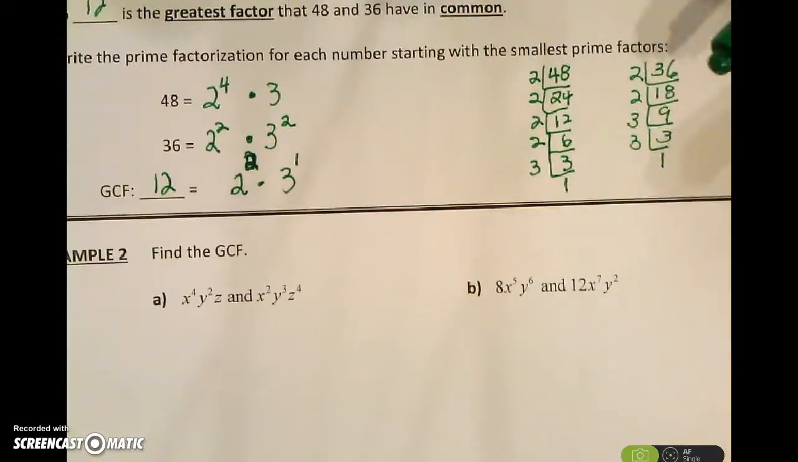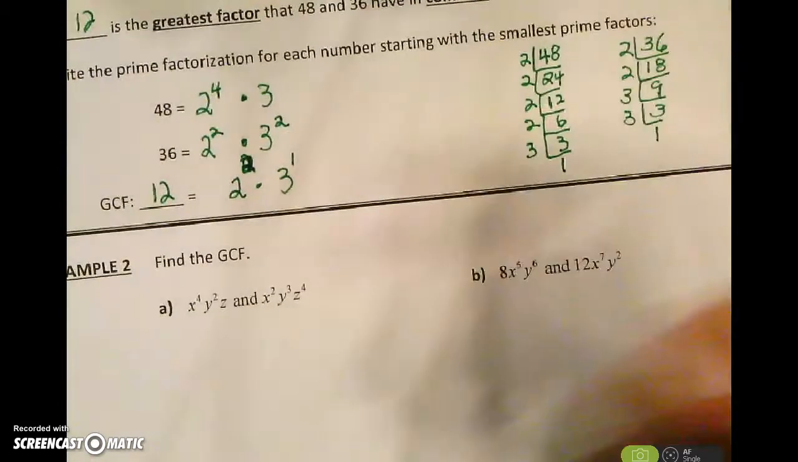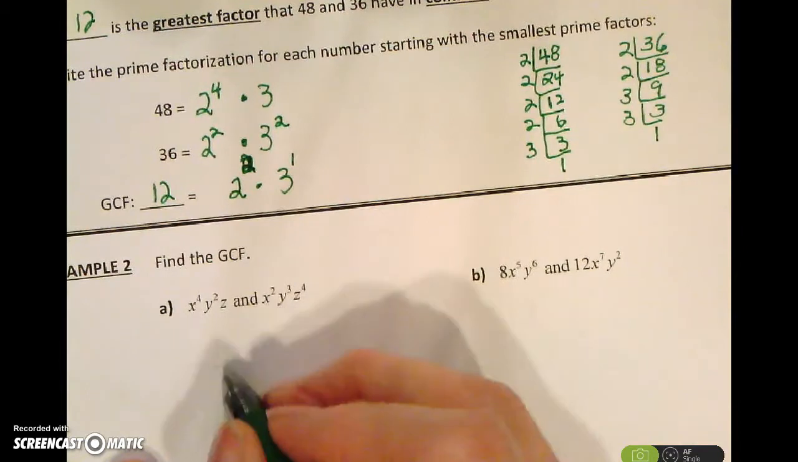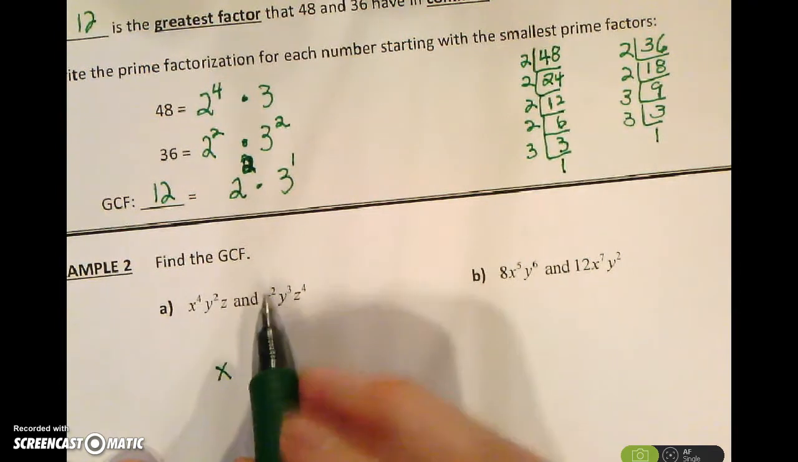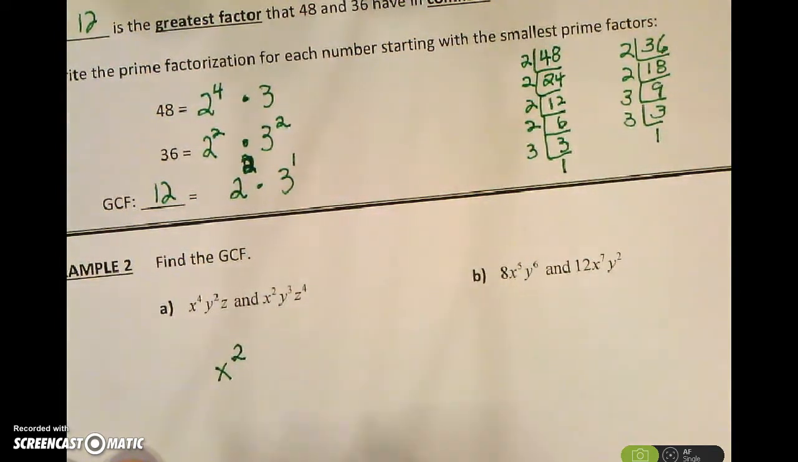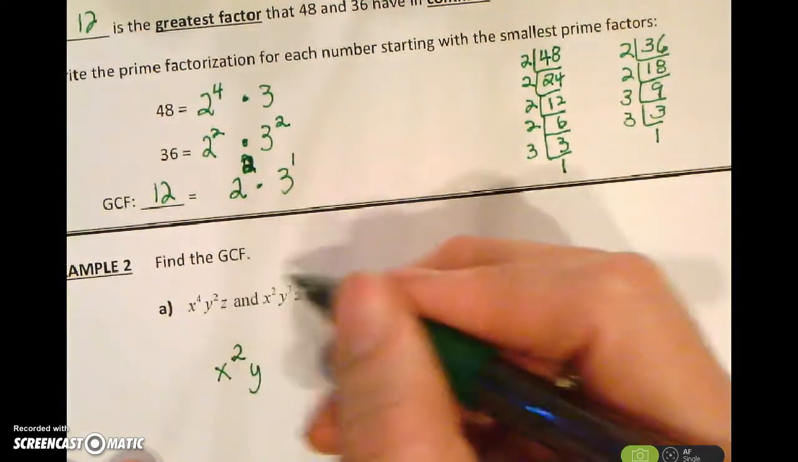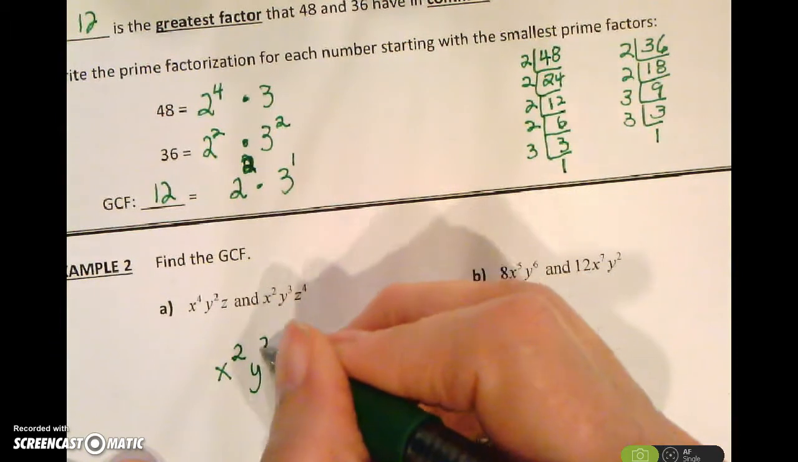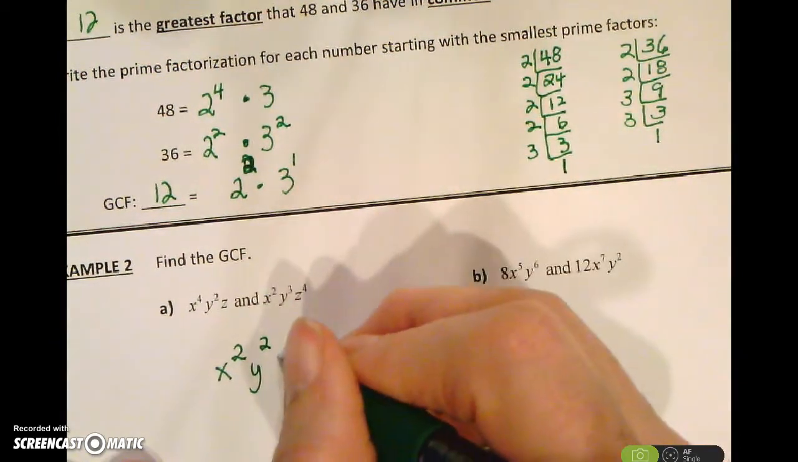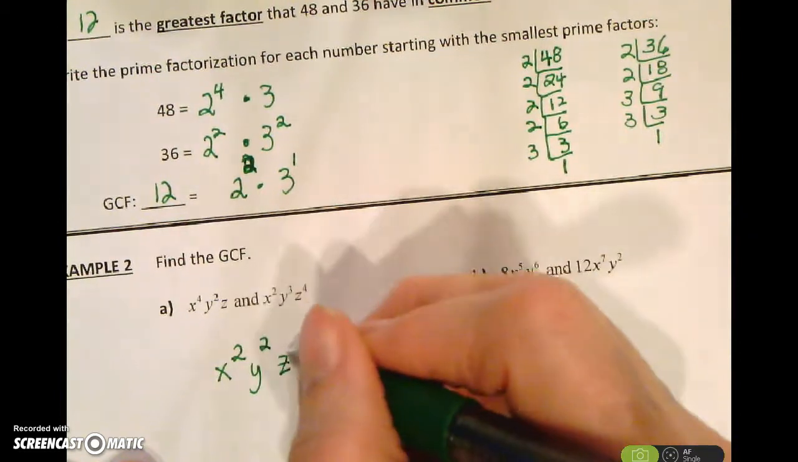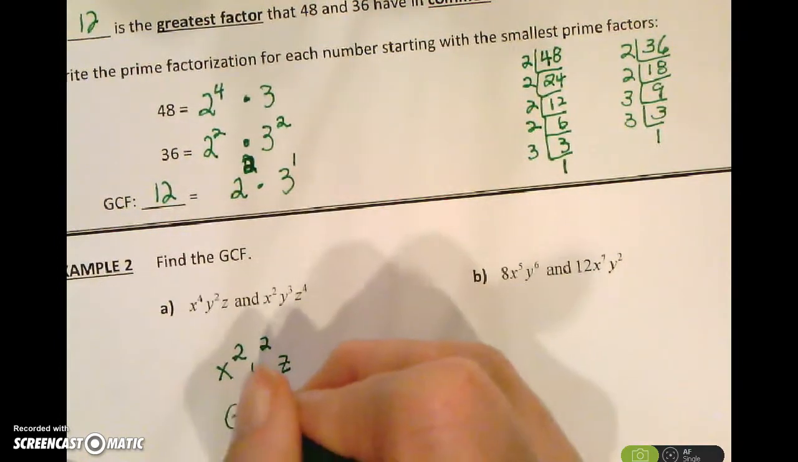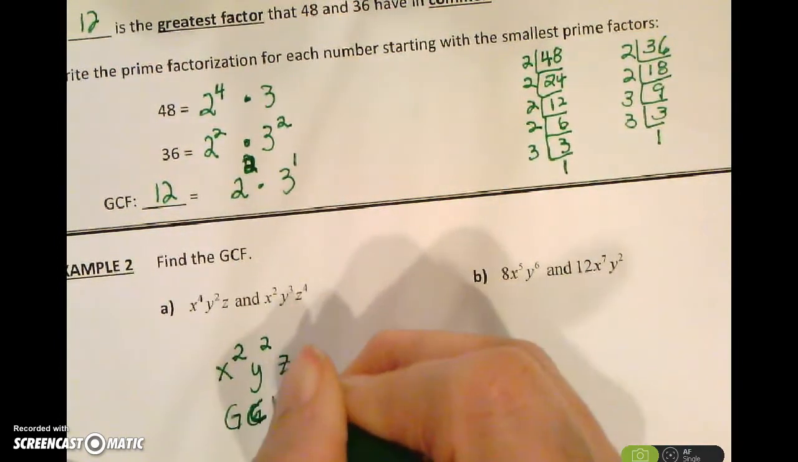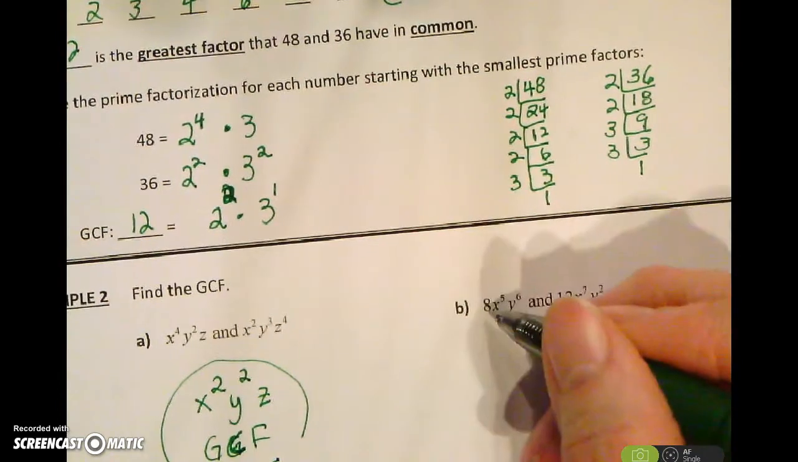All right, so down here, we want to find the GCF of these two. I know the GCF has got to have an X in it. When I compare the X's, what do they have in common? Well, they have 2 X's in common. Y to the second, Y to the third. What do they have in common? Well, again, 2 of those Y's in common. And then for the Z's, I have a 1 and a 4. So what do they have in common? Well, just 1 of those. So my GCF then is this.